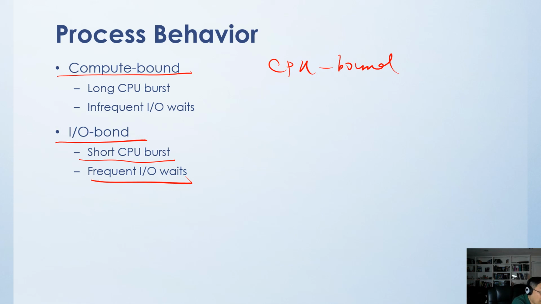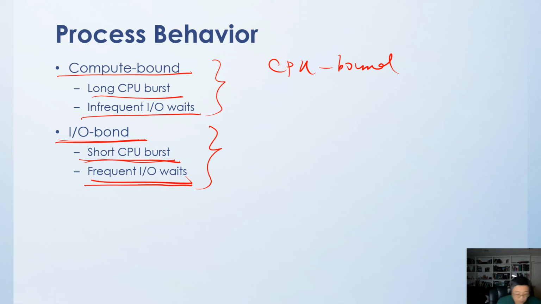So you're going to have a long CPU burst and infrequent IO wait for the compute bound, and also for the I/O bound, it's going to use a short CPU burst and frequent I/O wait. Now these two different types of process make things slightly different. If you try to use multi-programming, you will find you're going to benefit a lot for the I/O bound, but not much for the CPU bound. Think about this. If you have any question, just ask me. Thank you.